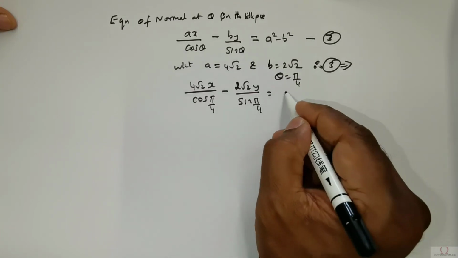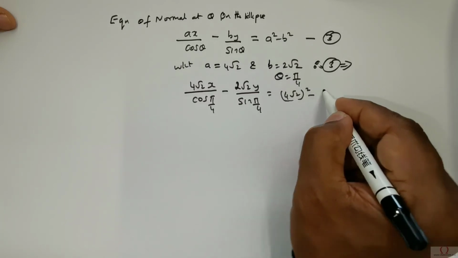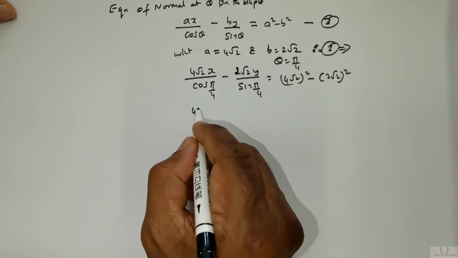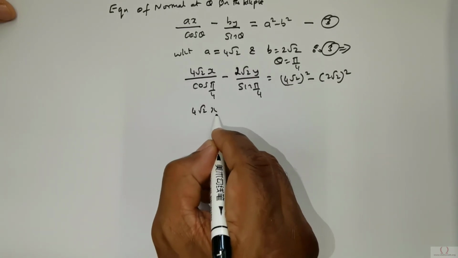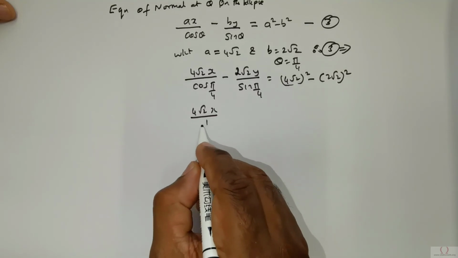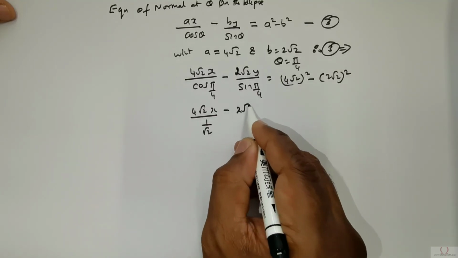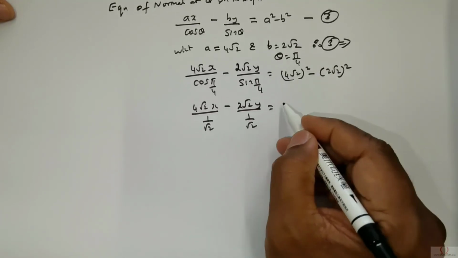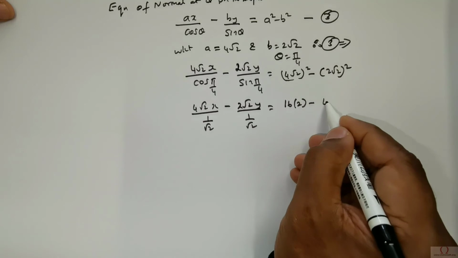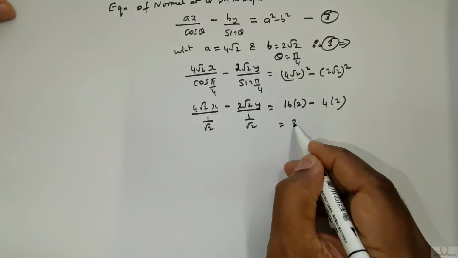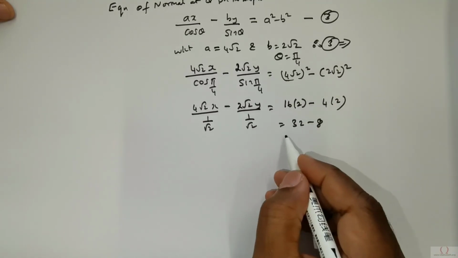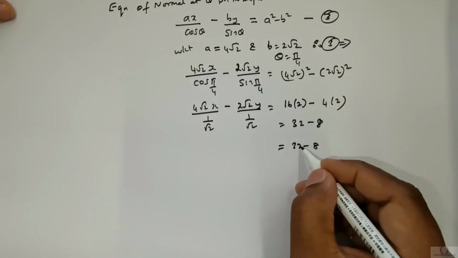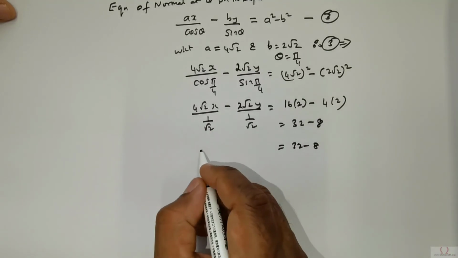Minus b, which is 2 times root 2, times y divided by sin π/4, is equal to (4 times root 2)² − (2 times root 2)². So by this formula I now have 4 times root 2 times x divided by cos π/4, which is 1 over root 2, − 2 times root 2 times y, sin π/4 is 1 over root 2. This is going to give me 16 times 2 − 4 times 2. 16 times 2 is 32. 4 times 2 is 8. Let me just retain it as 32 − 8.